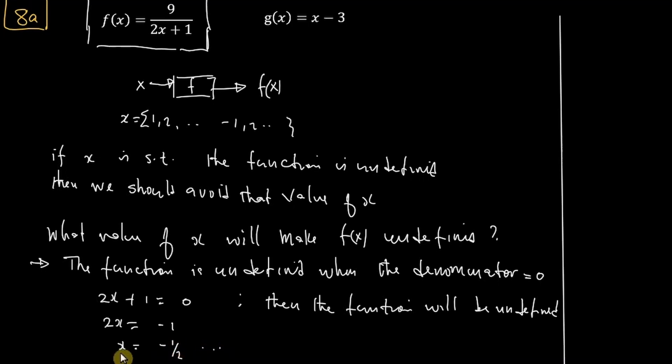We can state then that if x assumes the value of -1/2, the denominator will go to 0 and the function will be undefined. This means that x is equal to -1/2 cannot be in the domain of the function, which means we will avoid applying x is equal to -1/2 to this function because the output will be meaningless or undefined. So part 2 is asking for an evaluation of the composite function f g of x.